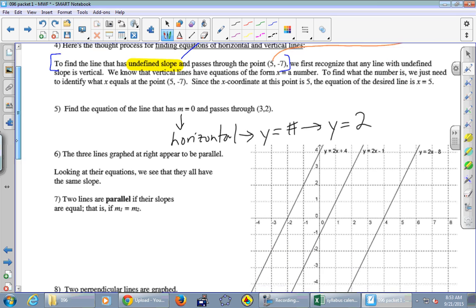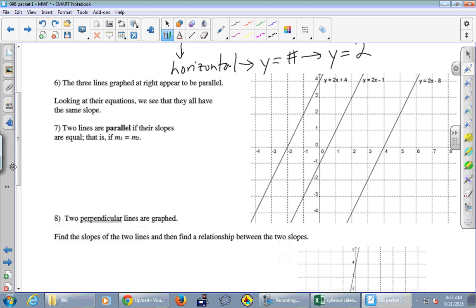Okay, so we've said everything we're going to say about horizontal and vertical lines. The last 2 topics for today we'll go through relatively quickly, and they are parallel lines and perpendicular lines. Number 6 says the 3 lines graphed at right appear to be parallel, 1, 2, 3 diagonal lines. Looking at their equations, what do you notice they have in common? Same slope. You see that 2 in front of the x all 3 times, yeah?